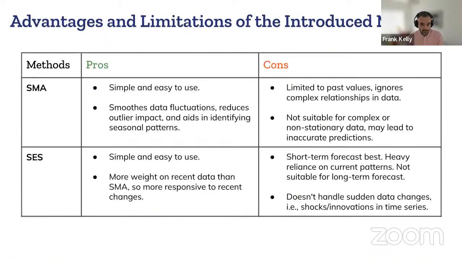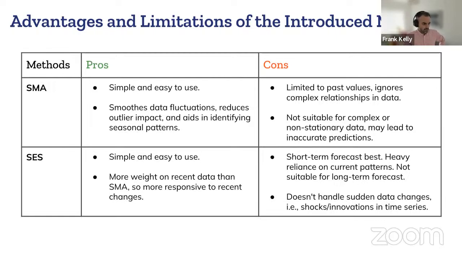So, a bit of a summary of the advantages of these approaches mentioned. The simple moving average is very simple to use, as you saw. It just smooths fluctuations in the data. As a result, it reduces the impact of outliers and can help identify seasonal patterns. The downside is it is limited to past values, and it ignores any complex relationships in the data. It's not really suitable for complex or non-stationary data.